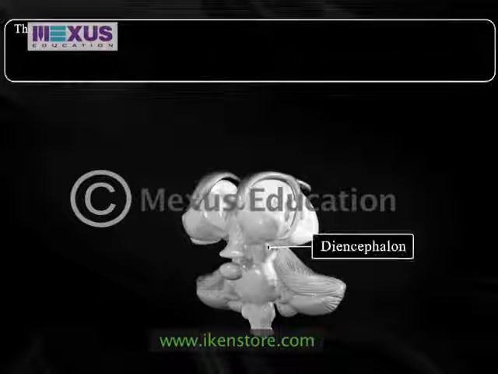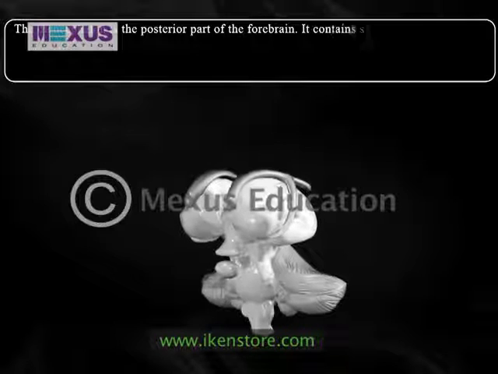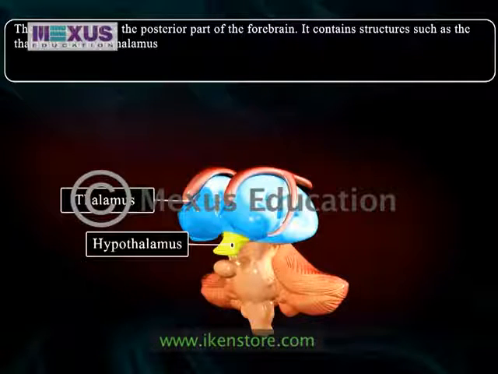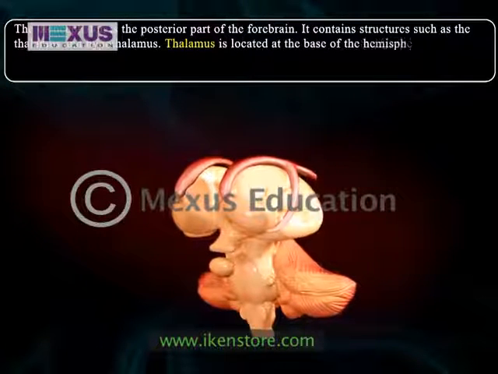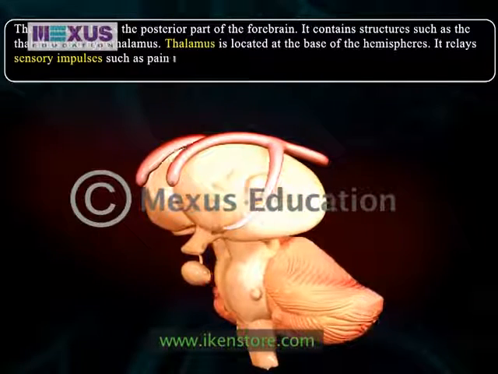The diencephalon is the posterior part of the forebrain. It contains structures such as the thalamus and hypothalamus. Thalamus is located at the base of the hemispheres. It relays sensory impulses such as pain to the cerebrum.